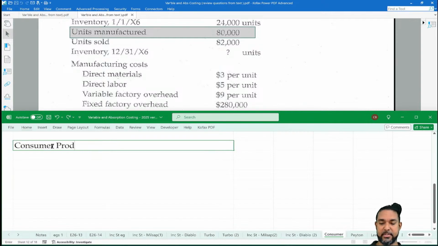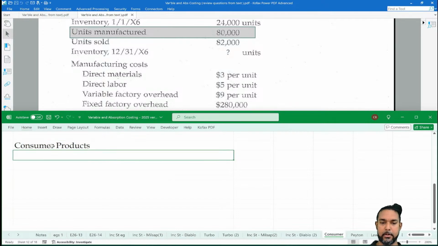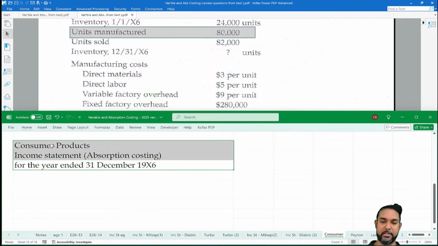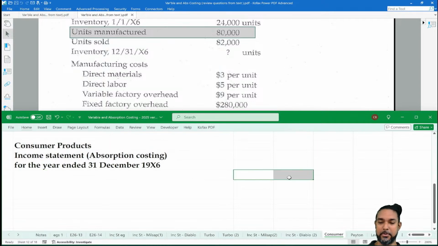consumer products. Income statement. Absorption costing for the year ended 31 December 19x6, right? You could probably by now use 20x6 because we've had 2006 and 2016 pass, and it won't be long until 2026 has passed. So yeah.